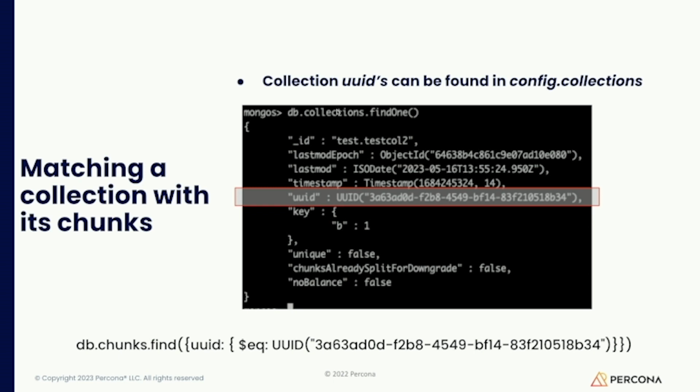So basically, if you want to find what the UUID is, you can do this query. Okay. So first you go to config.collections to get the name and the UUID, and then with this UUID you can query the chunks collection and get all of the chunks for a single collection.